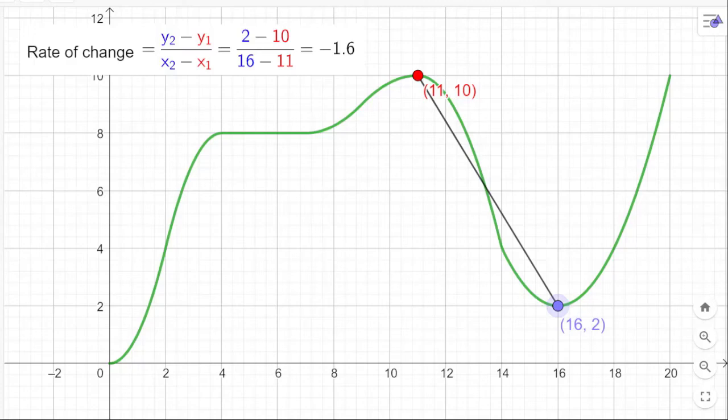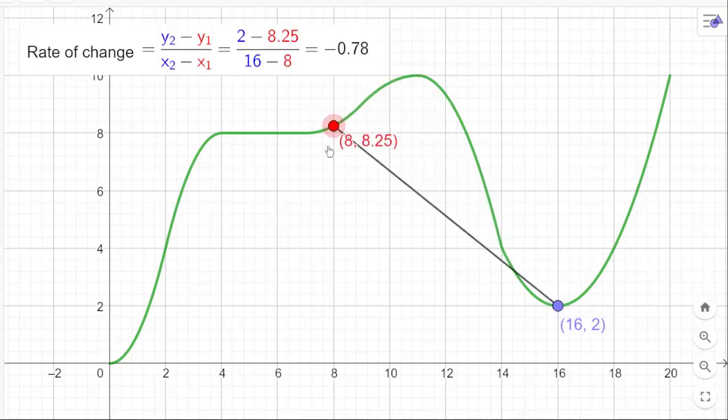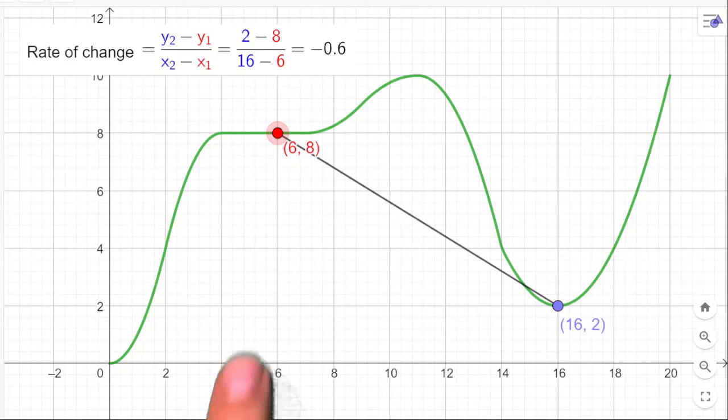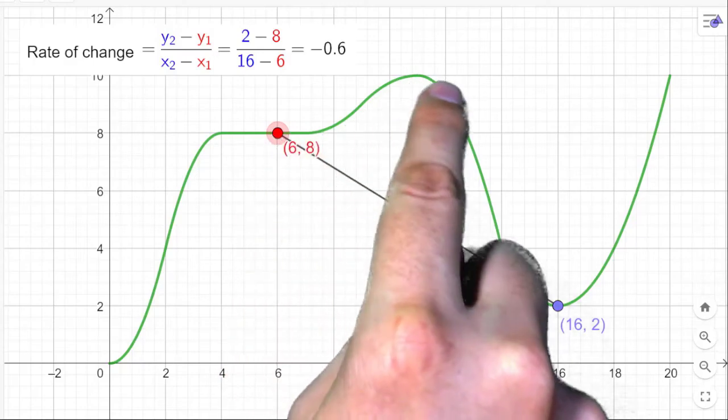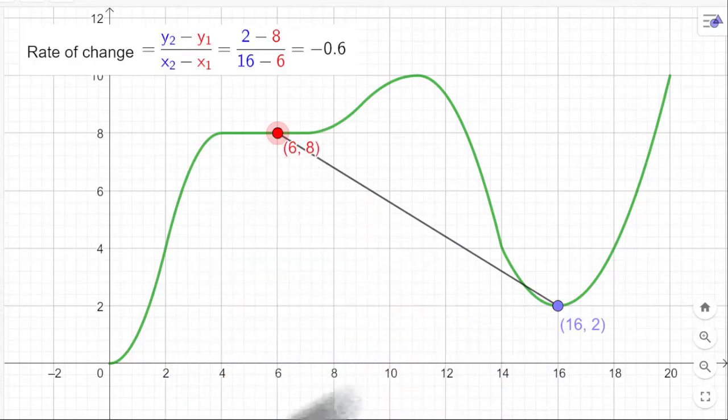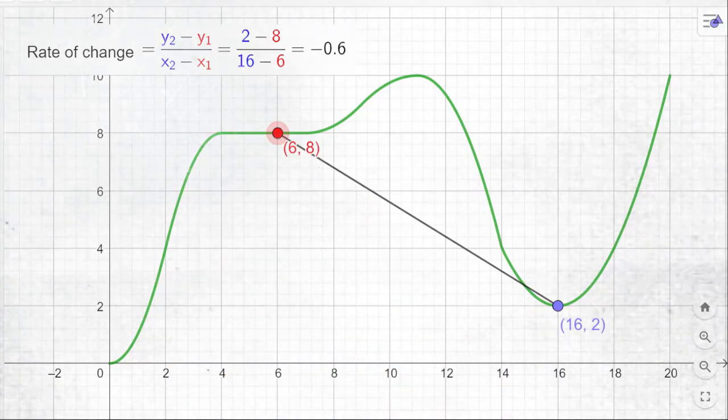Now, when the average rate of change is negative, does it always mean the height is always decreasing? Well, no. I see that if I look at the time interval from 6 to 16, there are points in between where the height is increasing. What this is telling us is that on average, the height is decreasing. This is just an average.